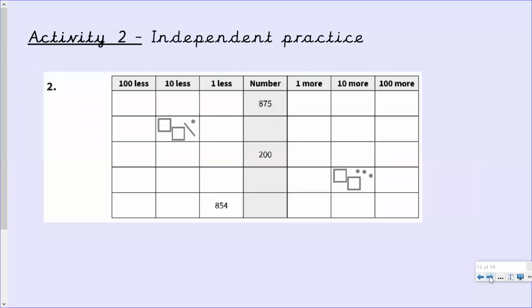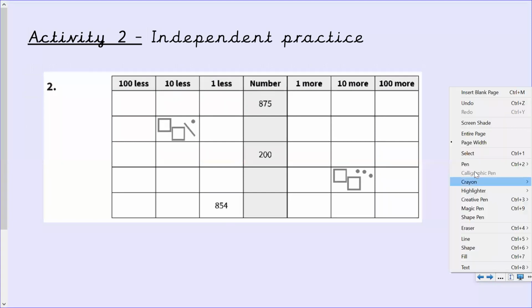This is your second independent activity. You don't have to draw the whole grid onto your piece of paper. You could just write the number and then write 1 less, but you must make sure that you label 1 less, 10 less, 100 less, 1 more, 10 more, and 100 more. So it may look like this on your piece of paper.